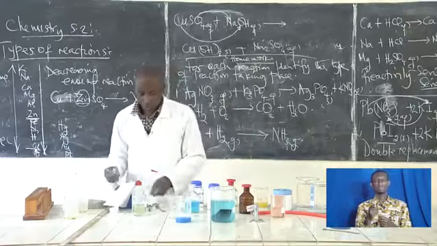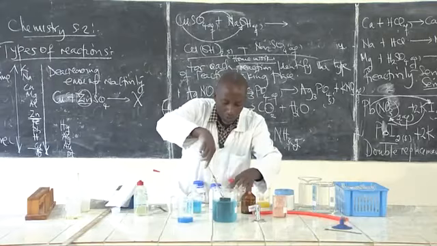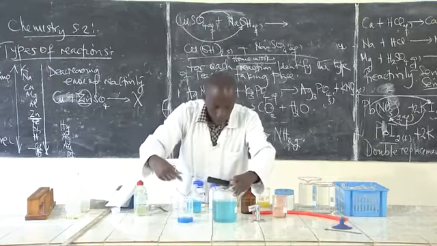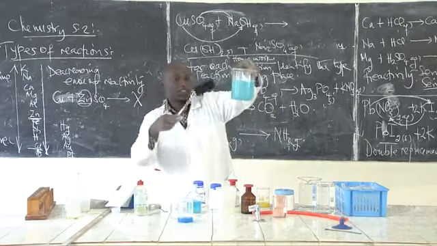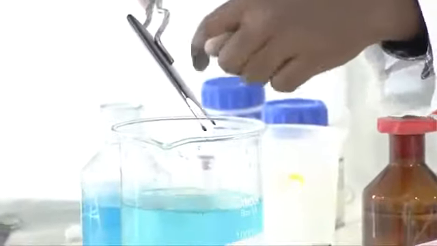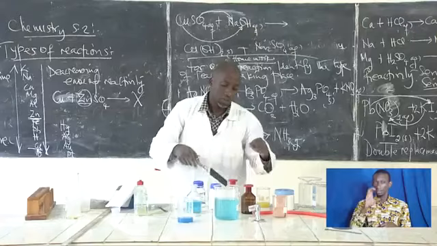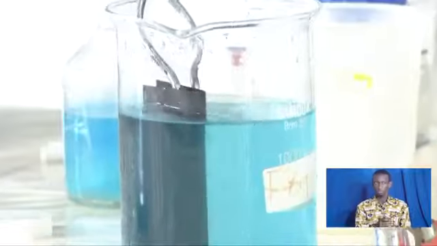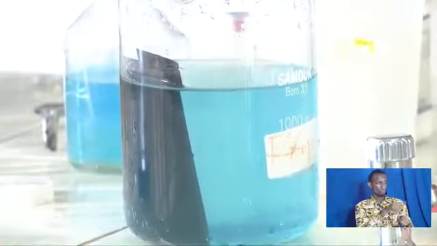But before I wind up, I just want to show you what is happening with this. Even when you look at this substance, there are some particles here. This one is copper. The copper is depositing on this zinc plate. The copper metal is depositing on here. So it is changing from zinc into copper. That is the reaction that we had talked about before.